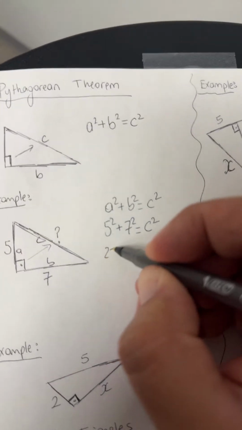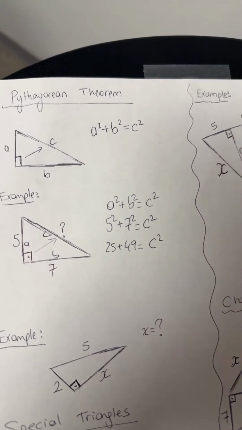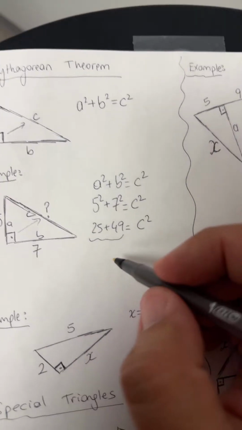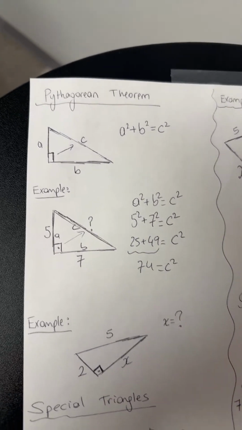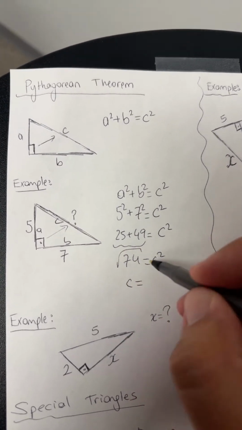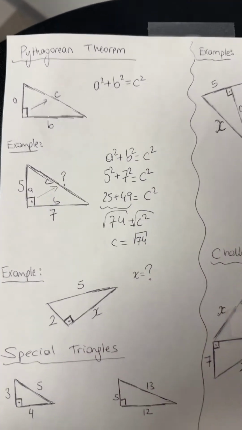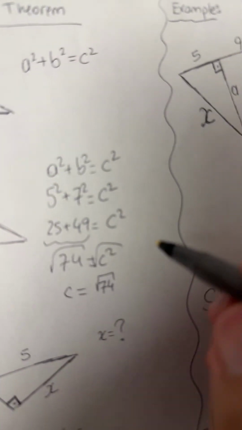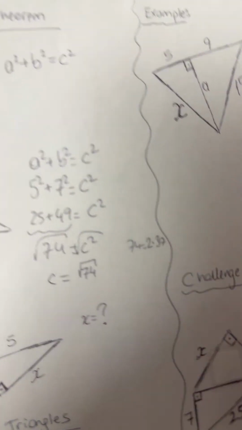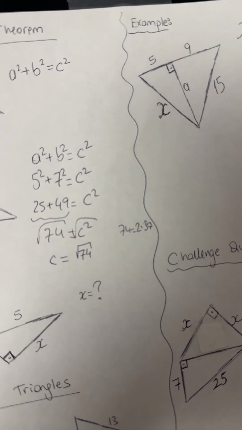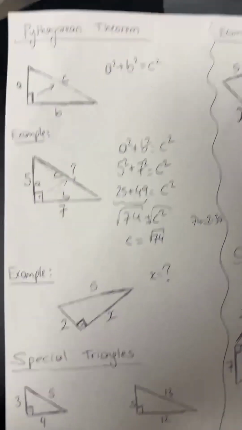So 5 squared is 25 plus 7 squared is 49 is equal to C squared. So what is 25 plus 49? So 49, 59, 69, 74 is equal to C squared. Then C equals, take the square root of both sides. C equals square root of 74. So can I simplify this? I know 74 is 2 times 37. And 37 is a prime number, so we cannot simplify this. It's square root of 74.